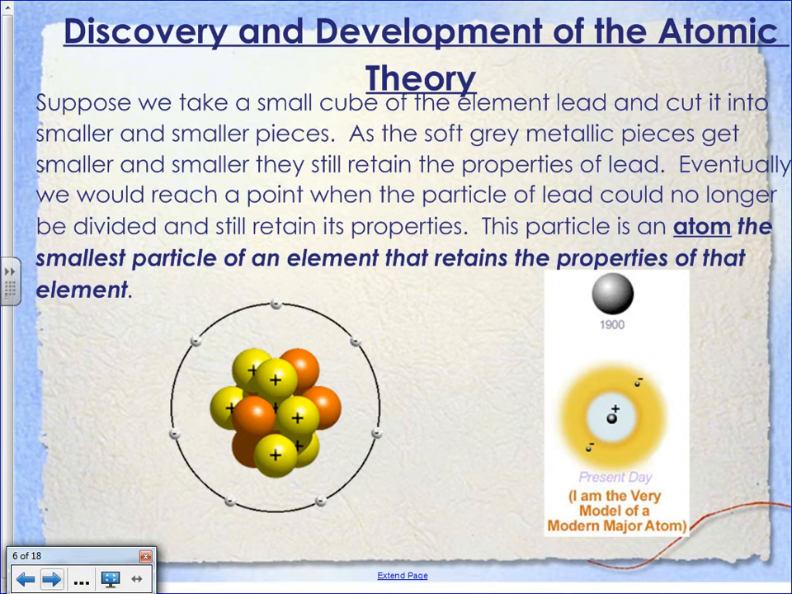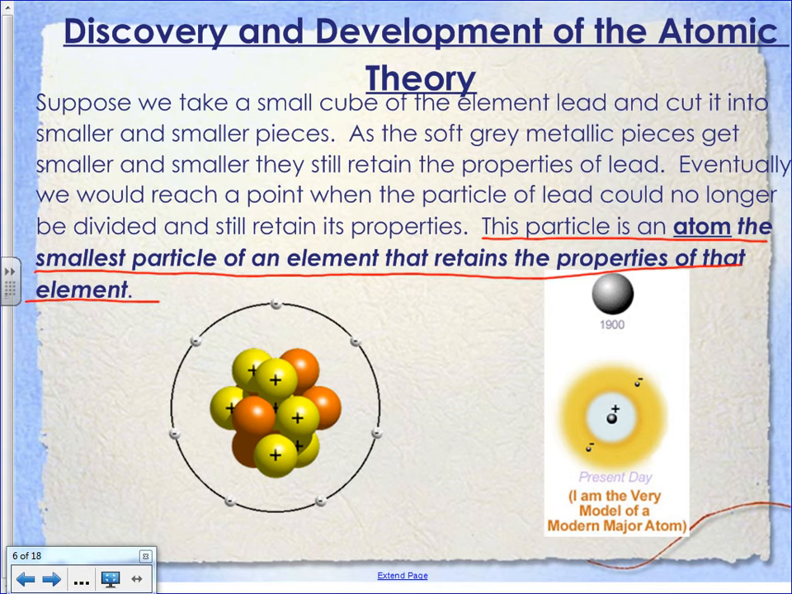Each atom, though, of the same element has the same physical properties. Same number of protons, same number of electrons, same melting point, same boiling point, all of that kind of stuff. All of them are identical. There's no way to tell the atoms of something apart. So the atom then, this is in bold-faced print here because it's important, the atom is the smallest particle of an element that retains the properties of that element.